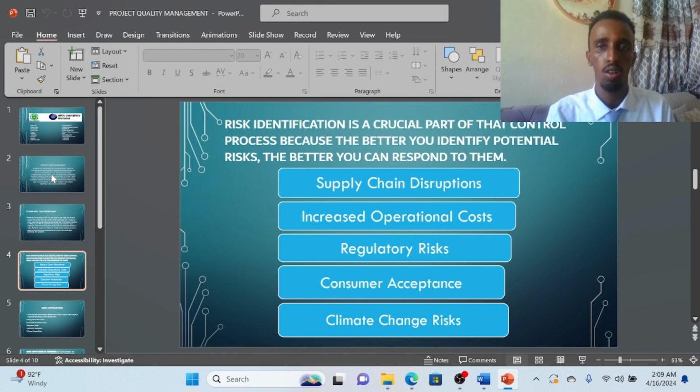Second, increased operational cost. You have to increase your operational and work cost to get more identification. Regulatory risk, which may become many times and is considered in the risk register. Customer acceptance: the customer also has to accept this risk. Also, climate change is one of the risks identified.